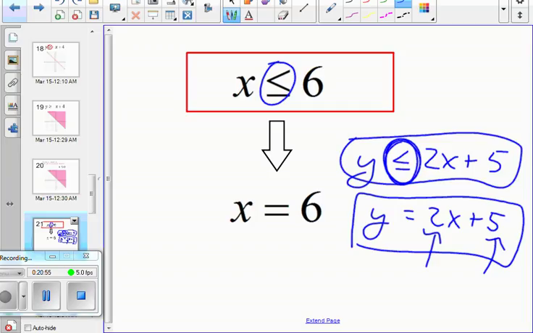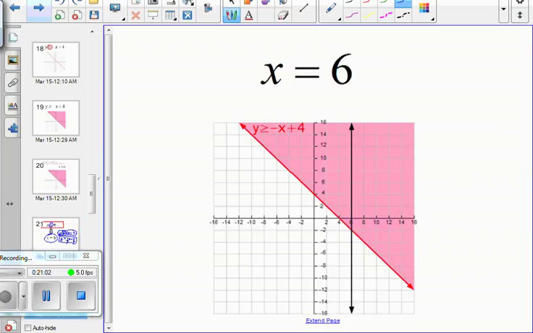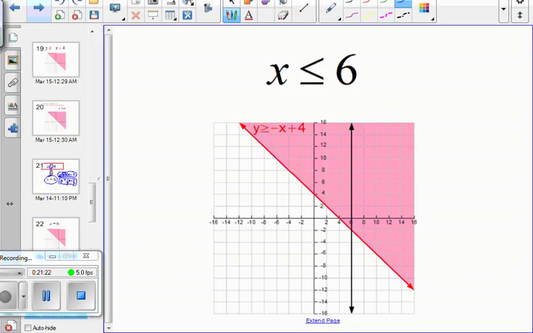Okay, so what this slide is trying to point out is that you act just like it's an equal to sign when you're doing everything, but in the end, you just shade in the right direction. All right, take a look at this one. If I'm graphing x equals 6, have I started it properly? And now which way should I shade? You can't go above and below when the line's straight up and down. Do you logically know, if it's a less than sign, which way you should go? Should I go left or right?